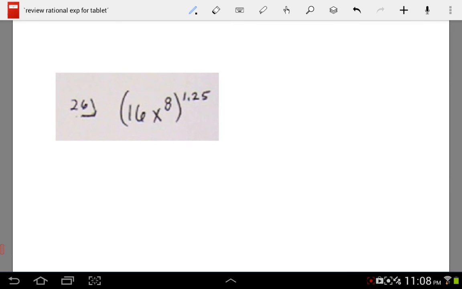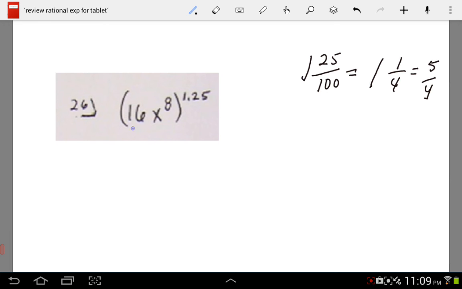Now number 26, now we got that 1.25 power. Now let's change 1.25 to a fraction so we can do this better here. So 1.25 would be 1 and 25 hundredths. And then 25 hundredths here is 1/4. And then 1 and 1/4 would be 5/4. So now let's raise them individually to the 5/4 power.